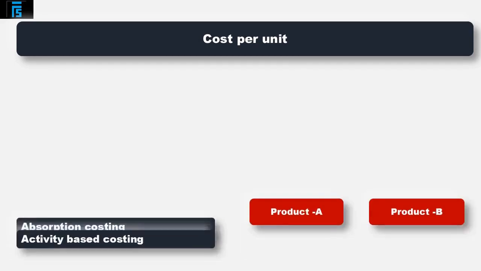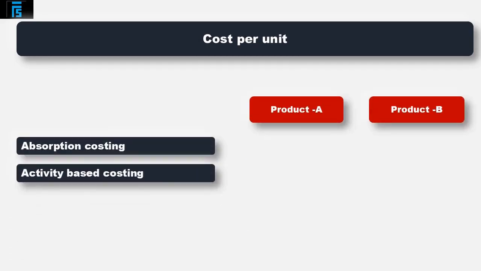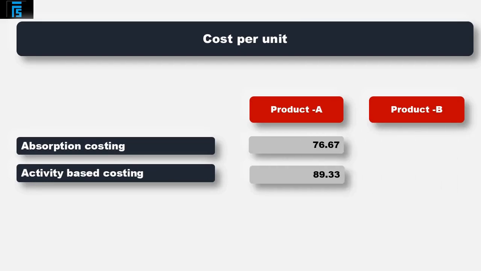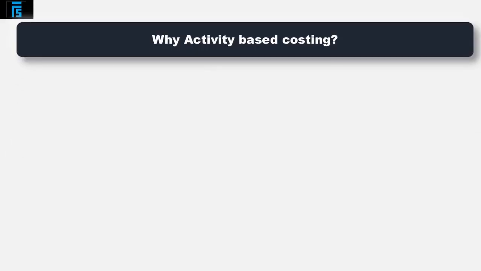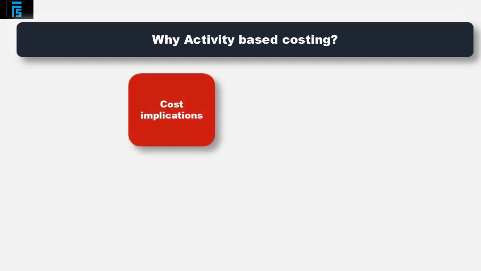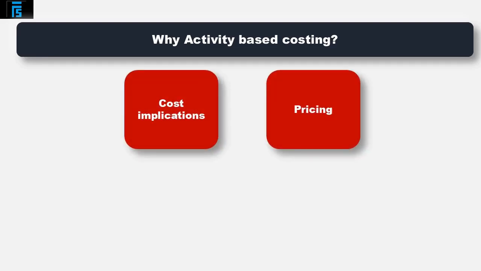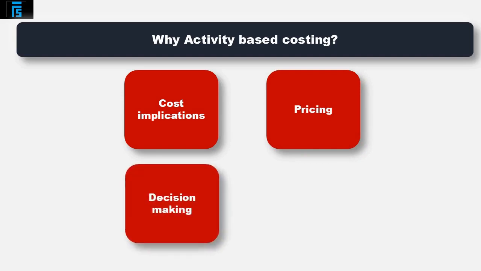Overall, there's a different cost per unit for each product when comparing absorption costing and activity-based costing. Under activity-based costing, Product A cost per unit has increased from $76.67 to $89.33, while Product B has seen a decrease in the cost per unit from $81.67 to $75.33. Given the more precise allocation of overhead under activity-based costing, each unit has a more accurate cost. The cost per unit has knock-on implications for product pricing decisions and product viability. Ultimately, there are longer-term implications for the company's decision-making and planning.